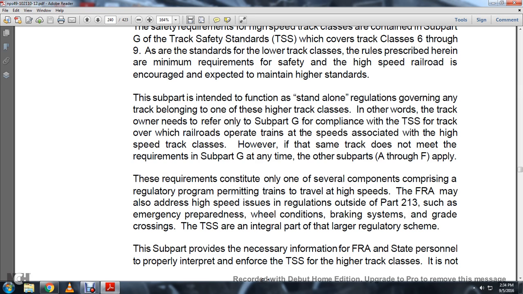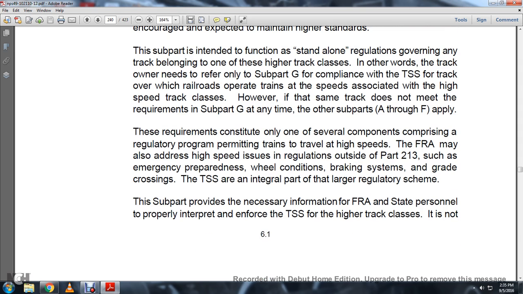The requirements constitute only one of the several components comprising the regulatory program permitting trains to travel at high speed. The FRA may also address high-speed issues in regulations outside of Part 213, such as emergency preparedness, wheel condition, brake system, grades, and crossings, with track safety standards as an integral part of the larger regulatory scheme. The subpart provides the necessary information for the Federal Railroad Administration and state personnel to properly interpret and enforce track safety standards in the higher track classes.